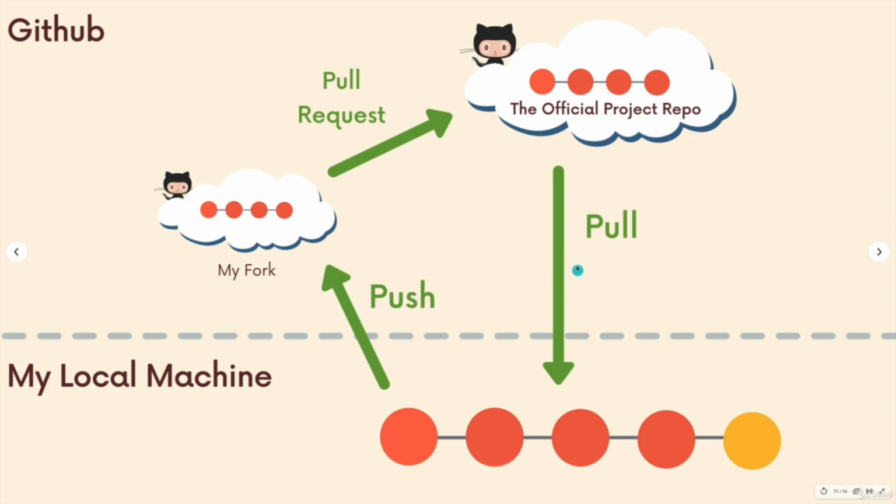We pull down the latest changes from the official repo. That's one remote. We make changes. We push them up to our fork. And then we can make a pull request if we want with suggestions or with our changes that we want to be merged into the original repo. And then we just wait and we hope that someone responds.